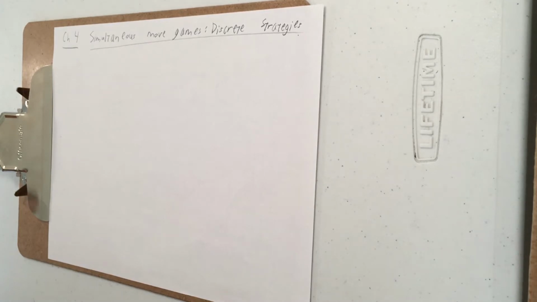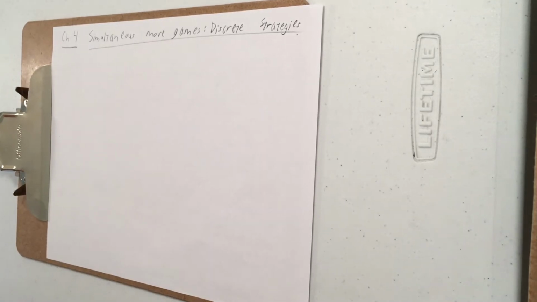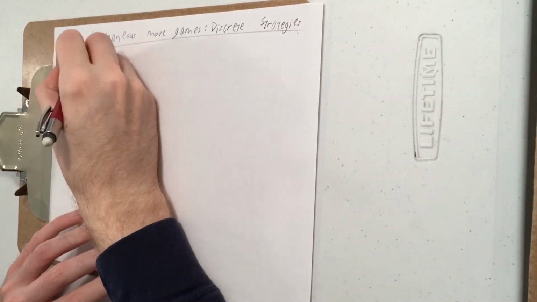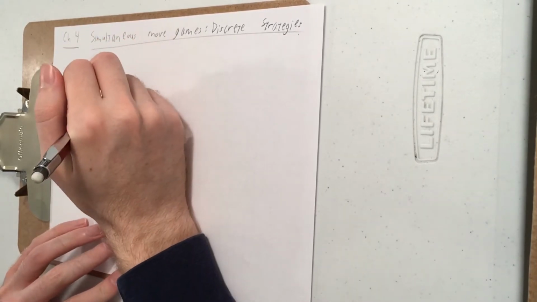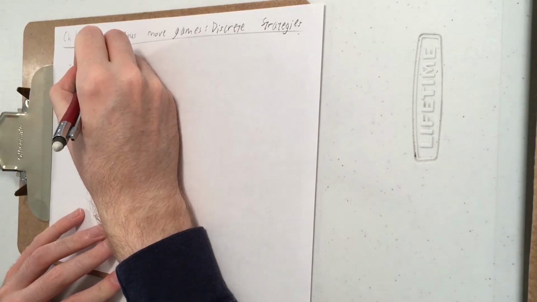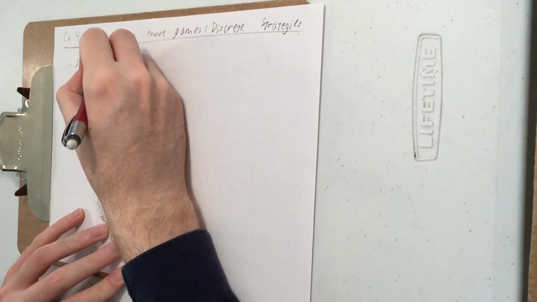In sequential move games, the players take turns. We just had a chapter on that. In simultaneous move games, the players move without knowing the other player's action. Often that means moving simultaneously. Now, we'll break up simultaneous move games into a couple of different chapters.